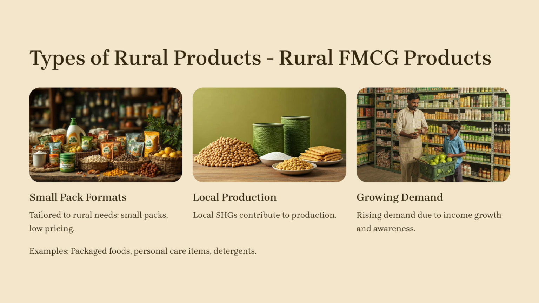Small-scale rural industries and self-help groups also produce FMCG items like regional snacks or soaps for local sales. The demand for FMCGs in villages has grown with rising incomes and awareness, making this a fast-growing segment. However, successful marketing requires adapting to local preferences and distinct distribution channels.